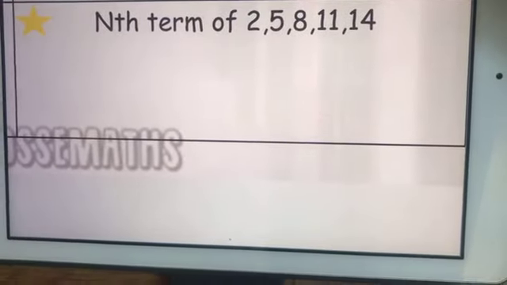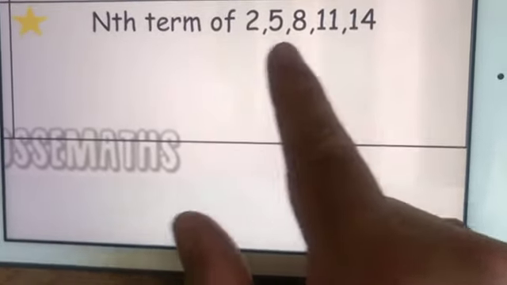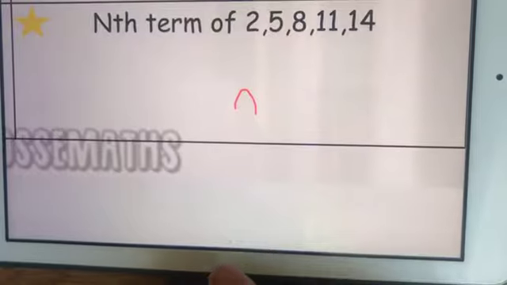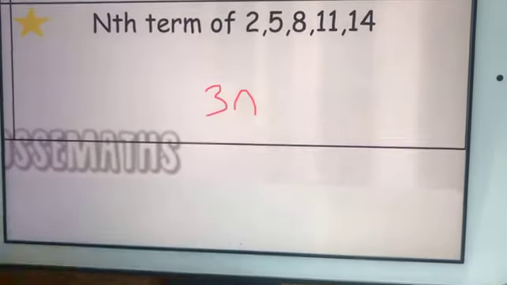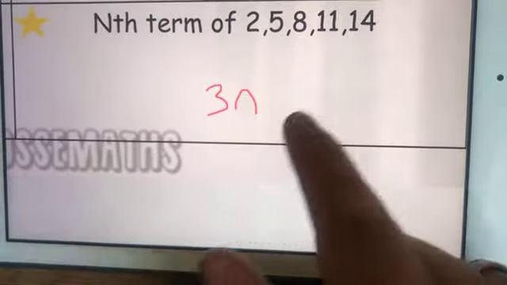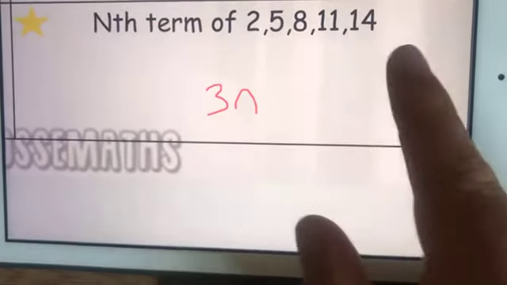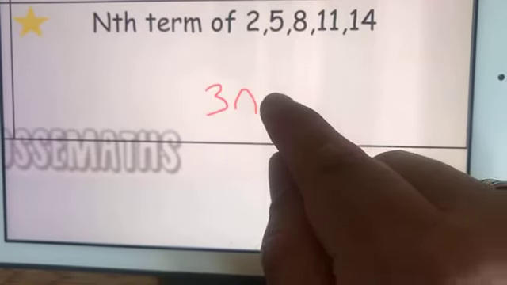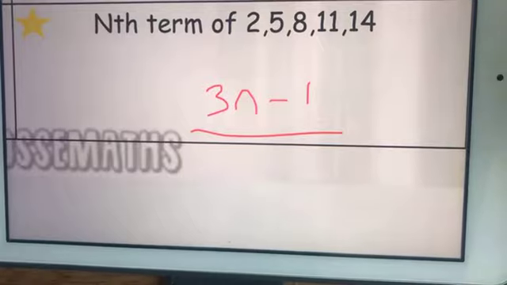Last one, nth term. Very easy topic. For the nth term of these, you've got to look at the jumps first, and that's what's going to go in front of the n. The jumps each time are going up in 3s, so it's going to be 3n, and then whatever comes before the first number goes after the n. My first number is 2. Before that, if I'm going up in 3s, before 2 is going to be negative 1. So my answer for the nth term is 3n take away 1.